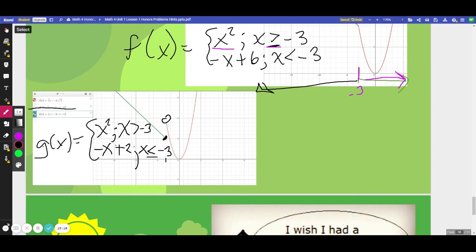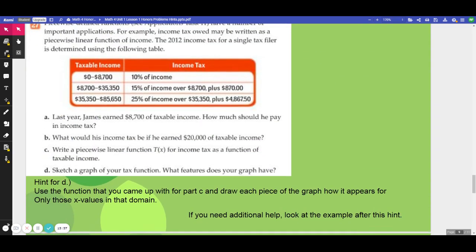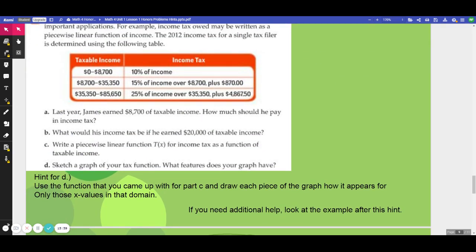Now that you've seen how you write a piecewise function, you can go back and notice that we use this fancy bracket system to show that g of x is equal to both of these pieces depending on the circumstances. And going back to problem number 27, now you should be able to go through and write the piecewise function.